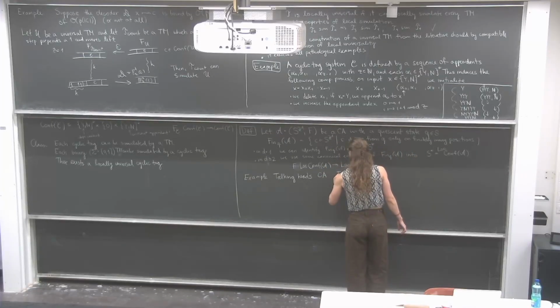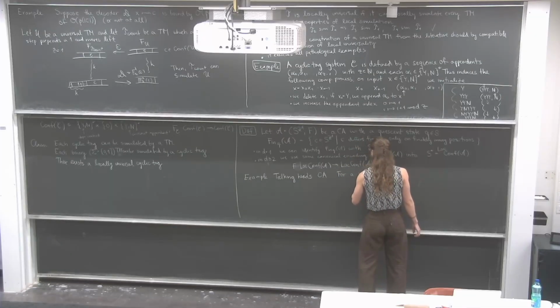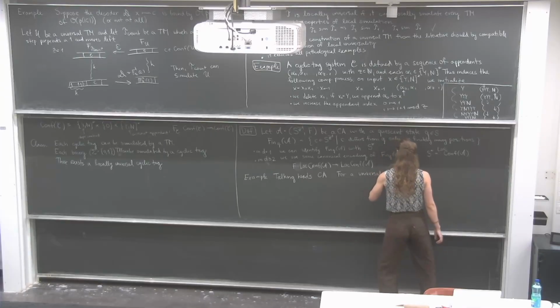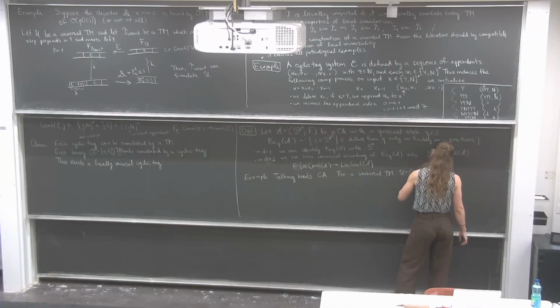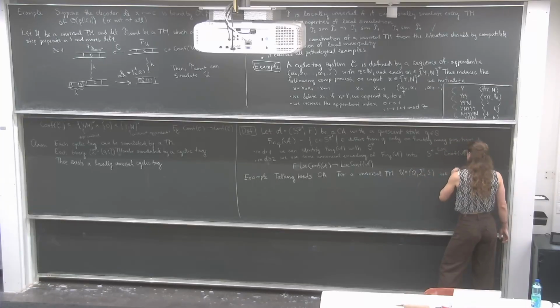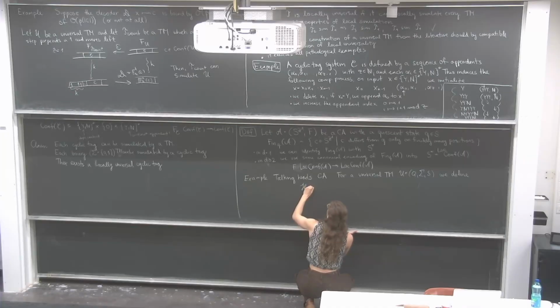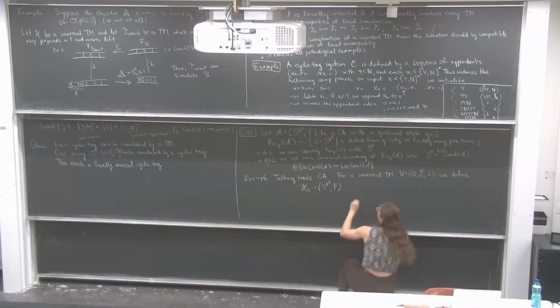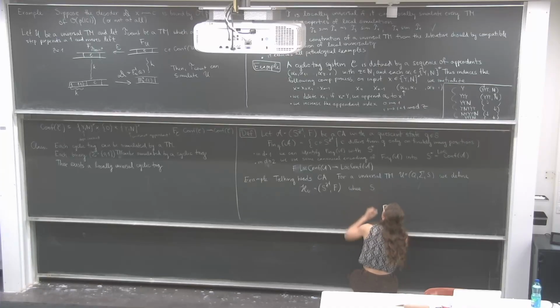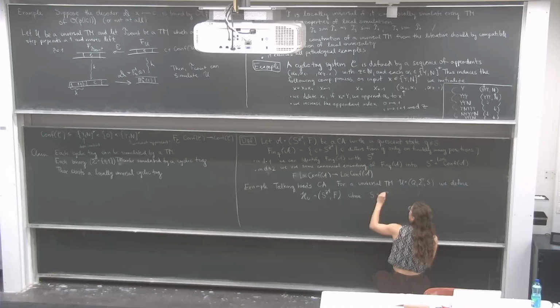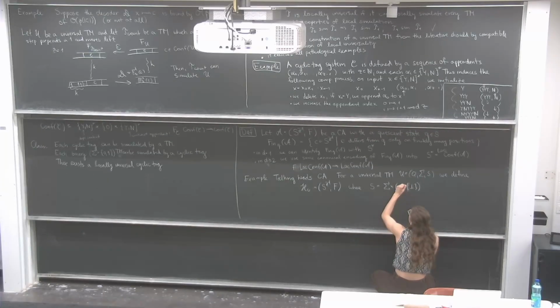So for, let's say, a universal Turing machine U, we define H_U where S will be essentially something like sigma prime times Q together with some special state which is not included anywhere else.